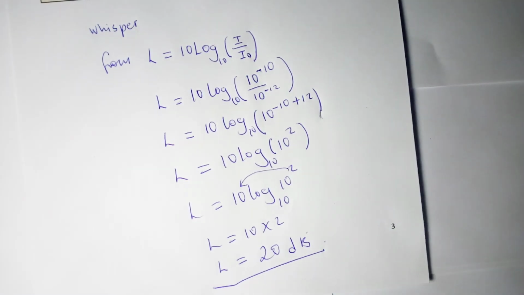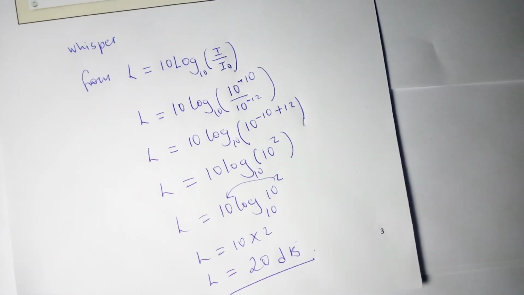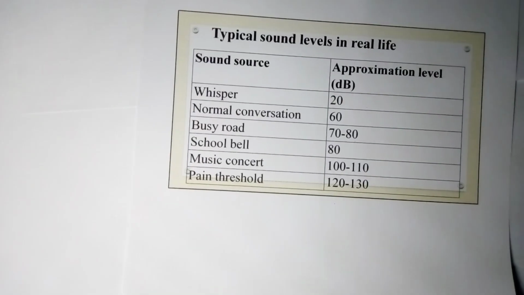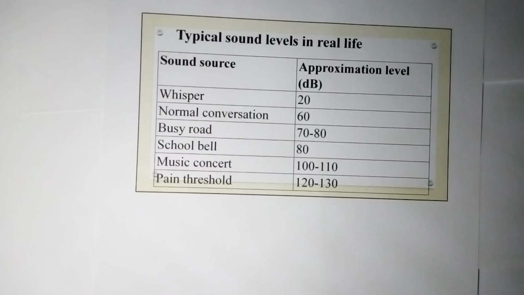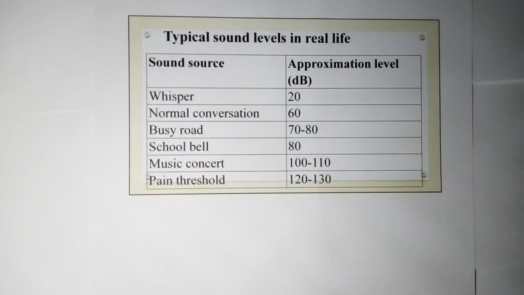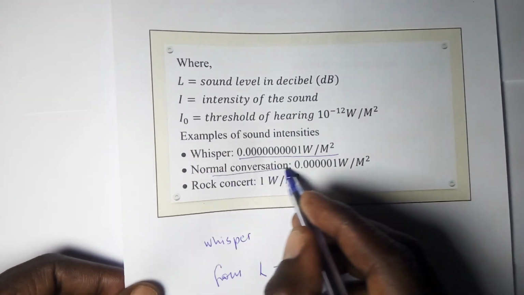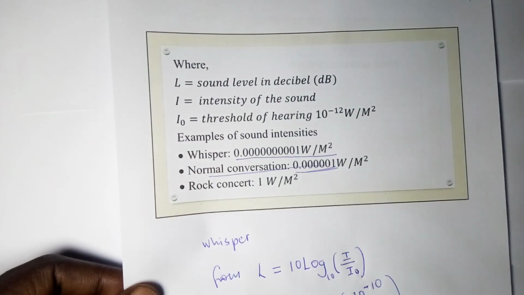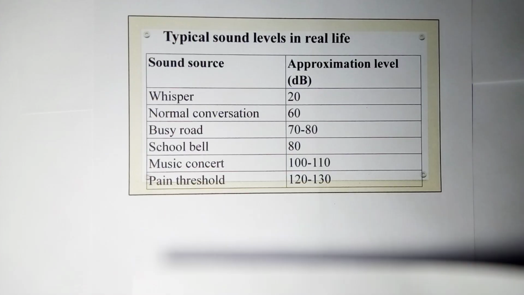It is now converted into decibels, as we can see in our table below. Let me show you the table. Our table is here, having sound intensities in decibels. We are even seeing the normal conversation. Let us see how we can convert the normal conversation into decibels.